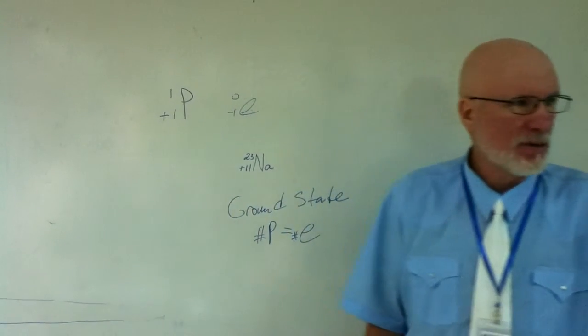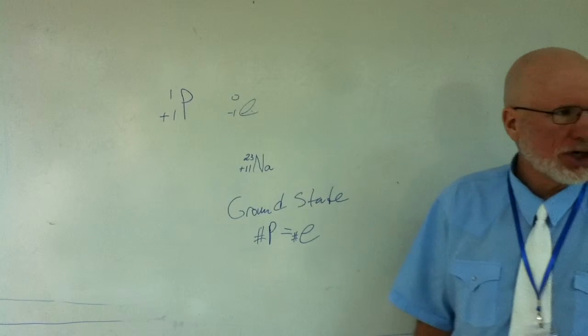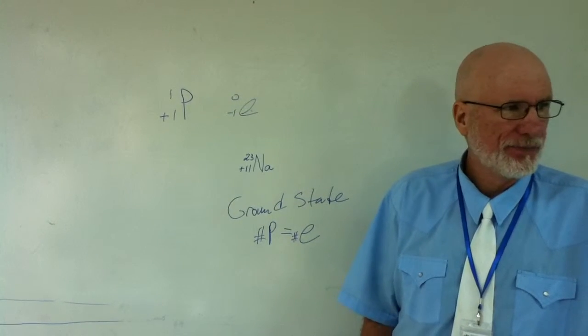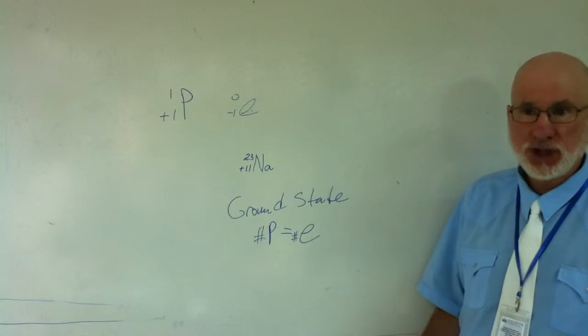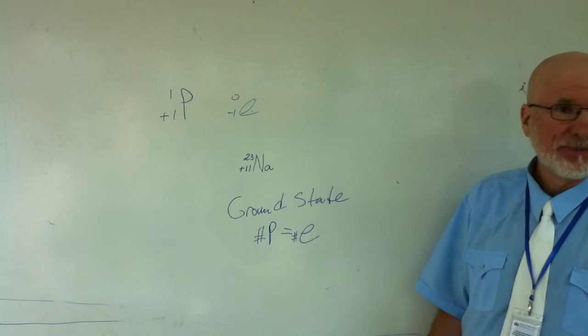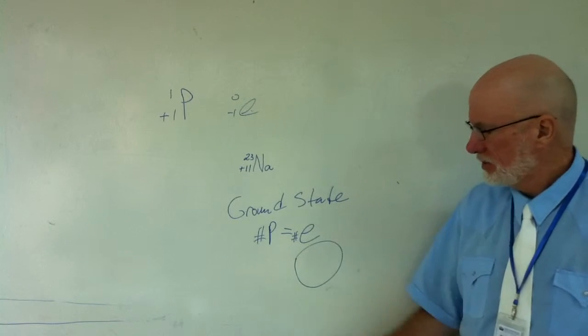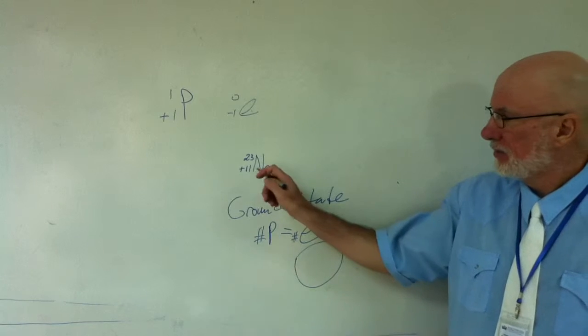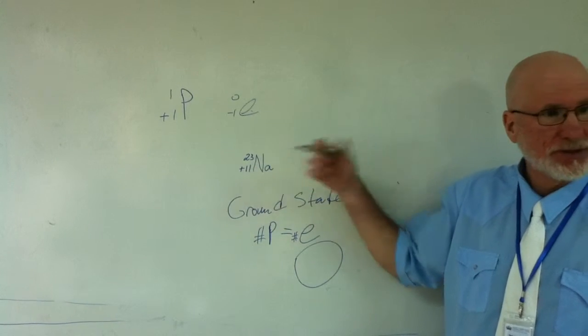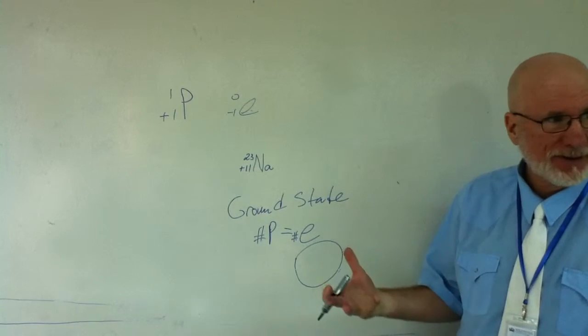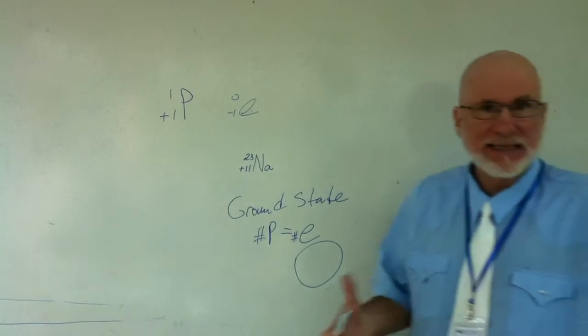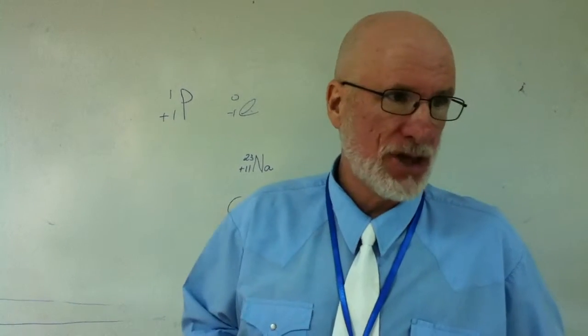But they're equal, okay? So what would the charge of a ground state atom be? Neutral, it'd be 0. 0 charge, right? Because the number of protons equals the number of electrons. They're both 11, correct? Yep. Now let's say we react sodium.